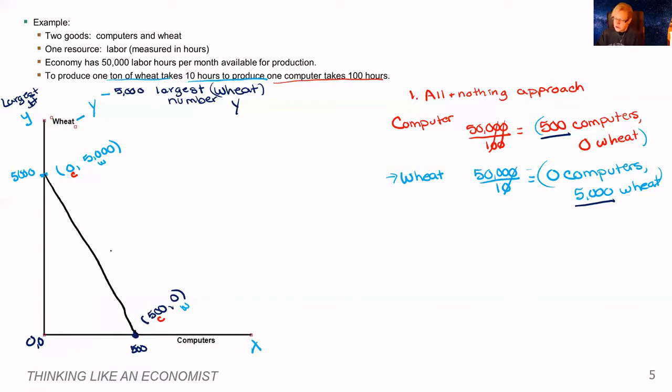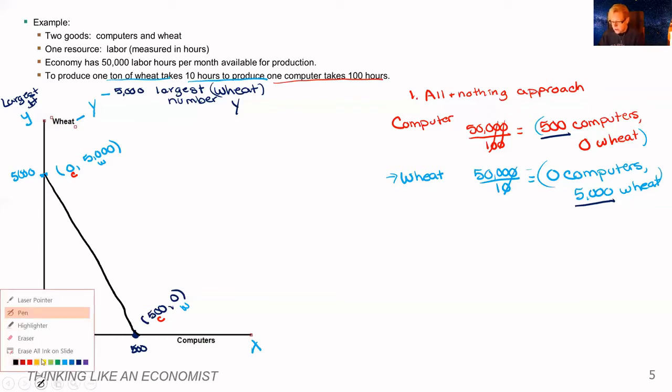Not horrible for a straight line. Okay, so now what we actually have here is the production possibilities frontier for computers and wheat. But we still haven't answered the question. Every time I produce some wheat, how many computers do I give up, and vice versa? So to do that, I have to calculate the slope of this line.